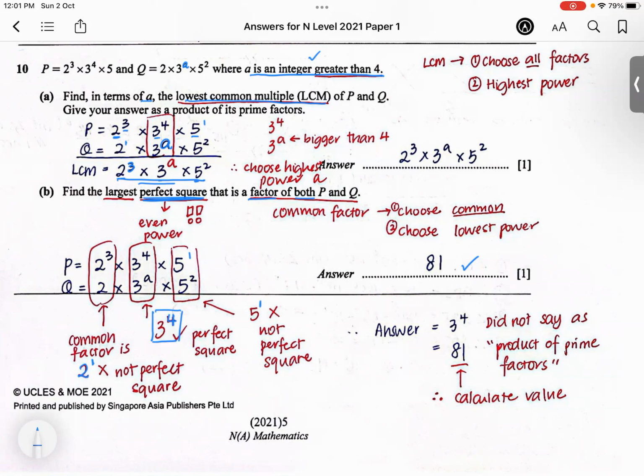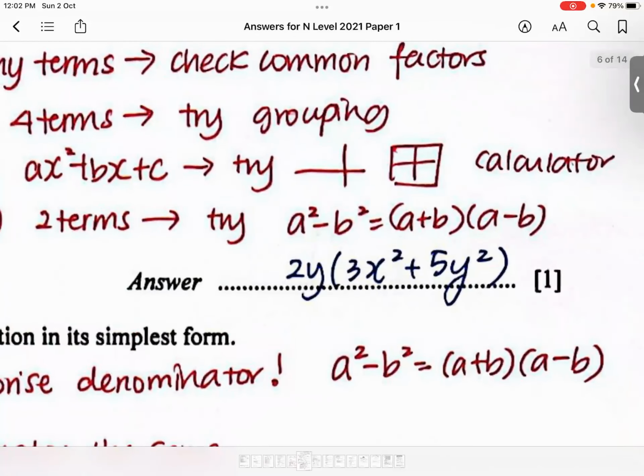But question number 3, right? This kind of question is quite popular, so make sure you know how to do it. Okay, if it's 2 terms, remember to check, is it of the form a squared minus b squared? Factorize it into a plus b, a minus b. So this is one of the common golden rules that you need to apply.